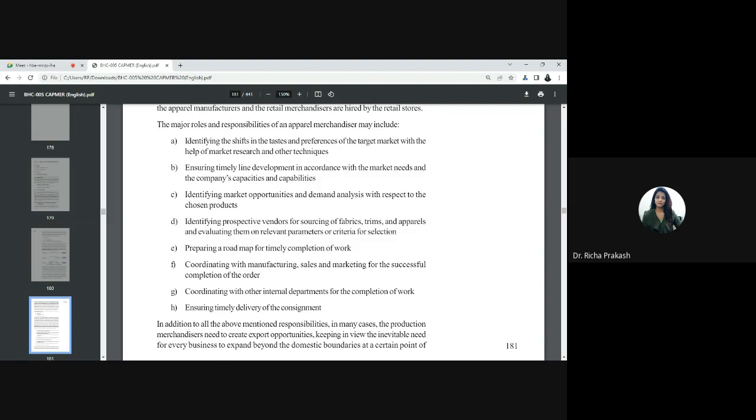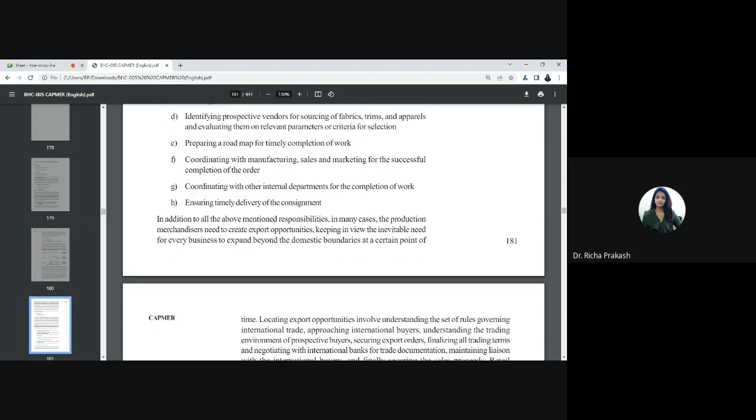Identifying prospective vendors for sourcing. That means where are you going to buy the fabric? What we had just talked about. So where will you get the trims and apparels or accessories? Who is going to evaluate the parameters? So all these things the merchandiser has to take care of. Preparing a roadmap for timely completion.